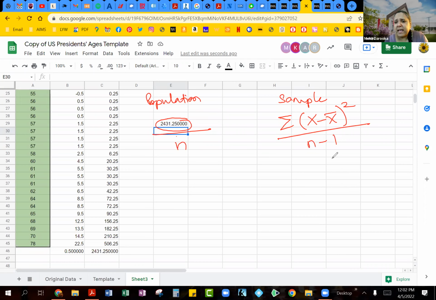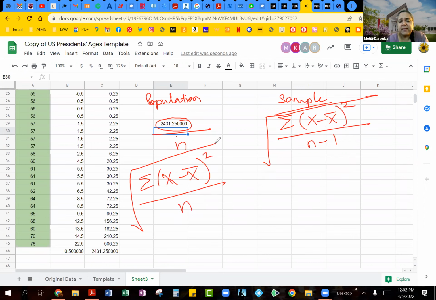This formula that I have up here is typically what we call the variation formula. If I put a little square root on that, it becomes the standard deviation formula. So for the population, we took the data value, we subtracted the mean from it, and then we squared that, and we're dividing it by n, and then you take the square root. This will become your formula for the population.